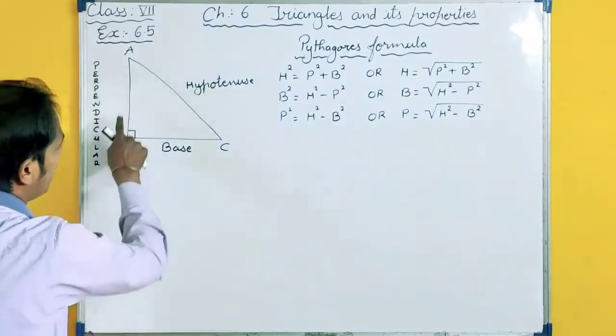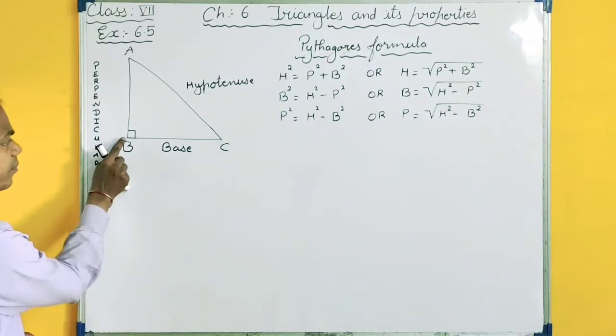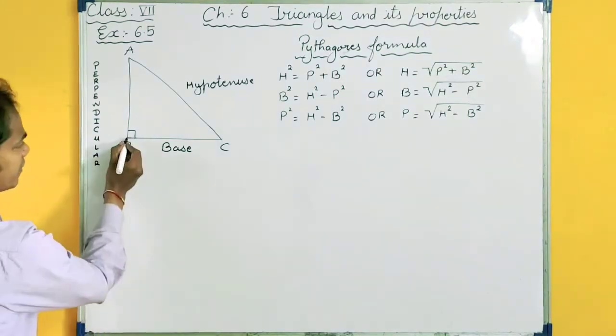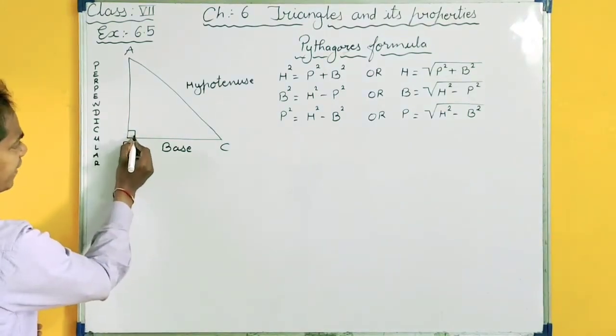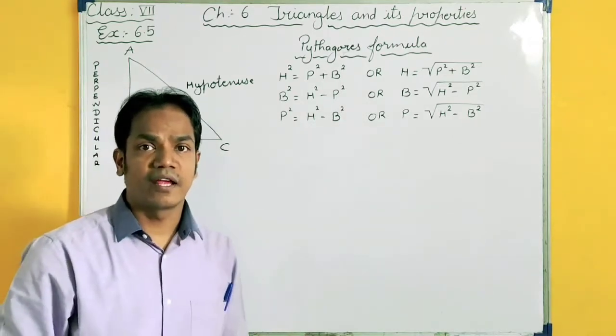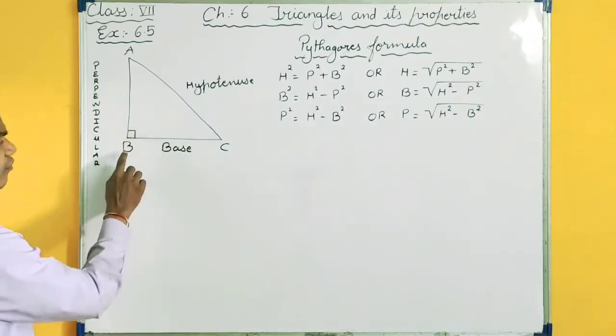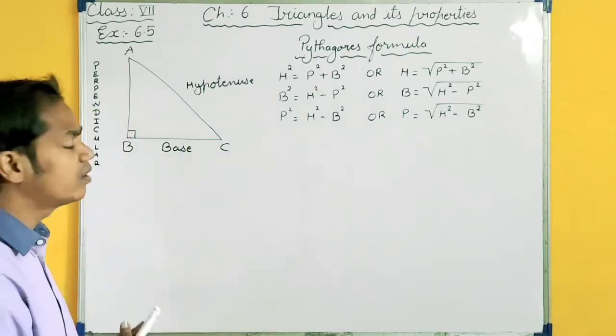Okay, so this is your right angle triangle I have drawn. This triangle is right angle at point B. Okay, this you have to keep in mind. This is right angle at B. If in question it is given the triangle is right angle at point C, that means at 90 degree you will mark C. It depends on question.